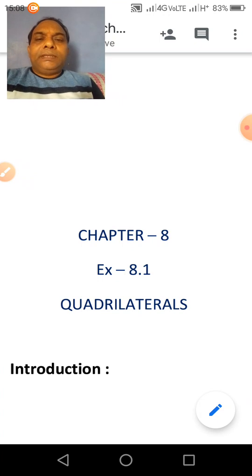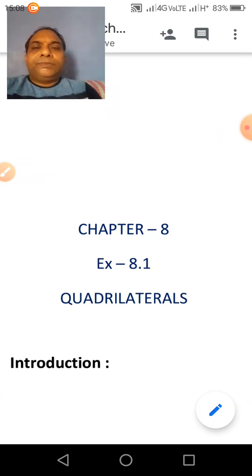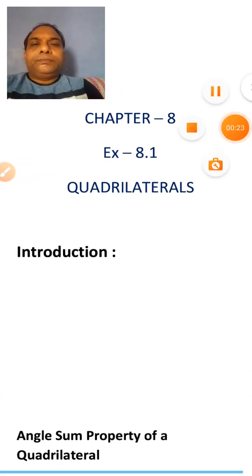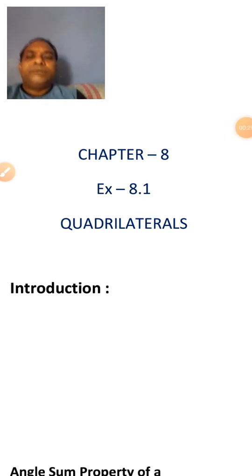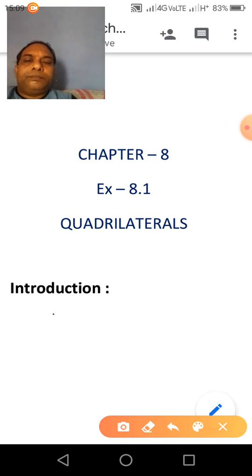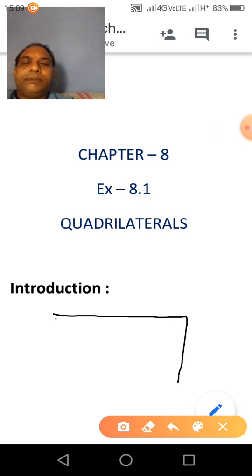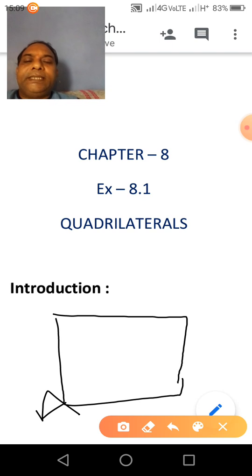Quadrilaterals. In this chapter, open exercise 8.1. Now, firstly, introduction of the quadrilaterals. So, what do you mean by quadrilateral? The four-sided figure is known as quadrilateral. Clear?